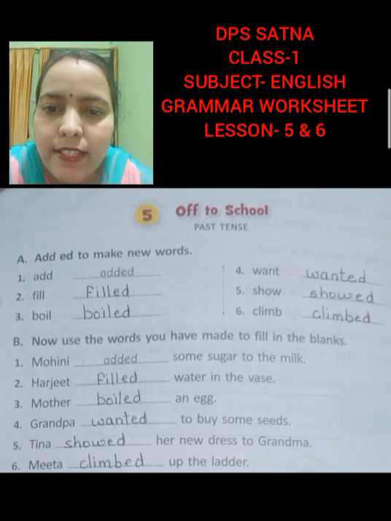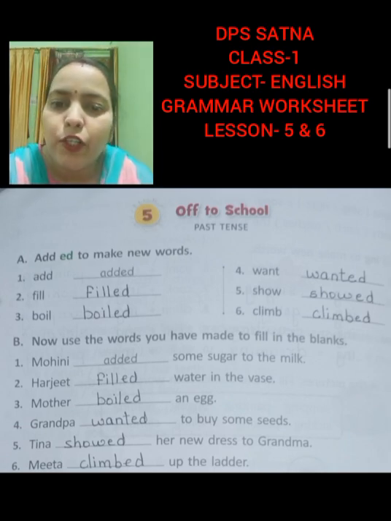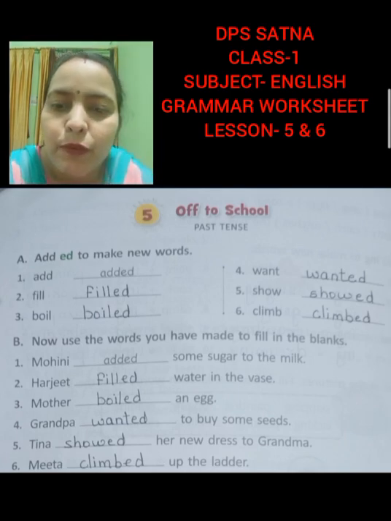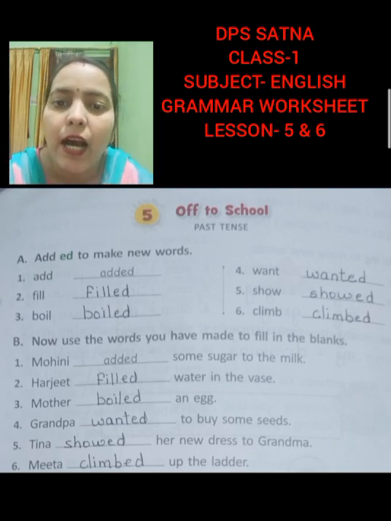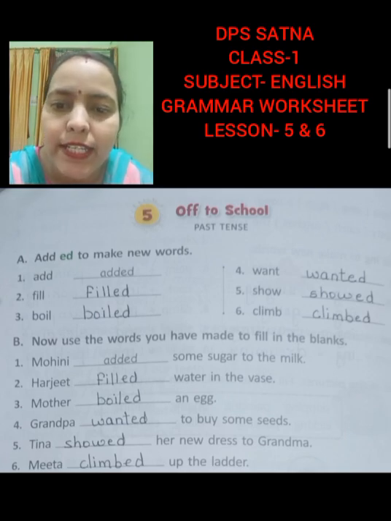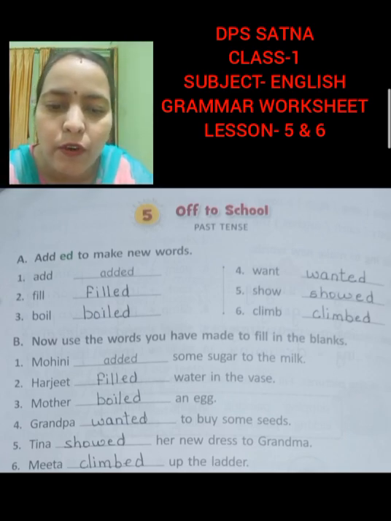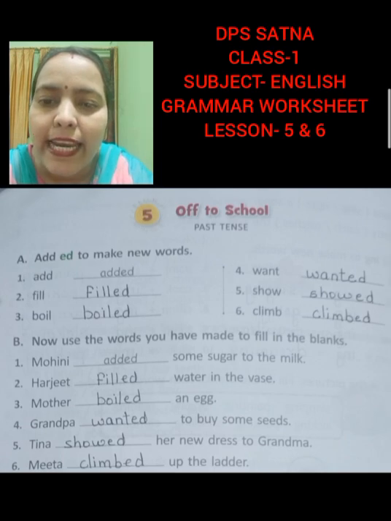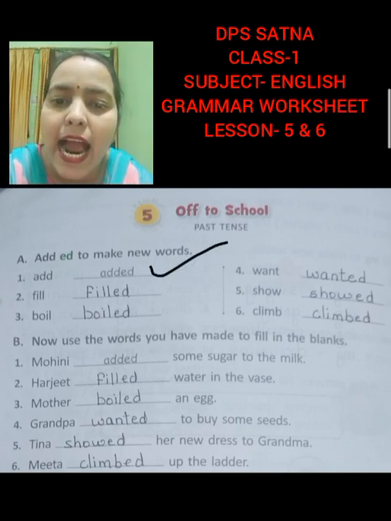So the first exercise, add ed to make new words. So in this exercise, what we have to do, words are given to us and one blank is given in front of the word. So what we have to do, we have to add ed to the word and make a new word. वर्ड दिया हुआ है, हमको उस वर्ड के आगे ed लगाना है और एक न्यू वर्ड फॉर्म करना है. ओके किड्स, सो द फर्स्ट वन इज ऑलरेडी डन फॉर अस. add, add, और add में ed ऐड कर दिया तो क्या हो गया, added.